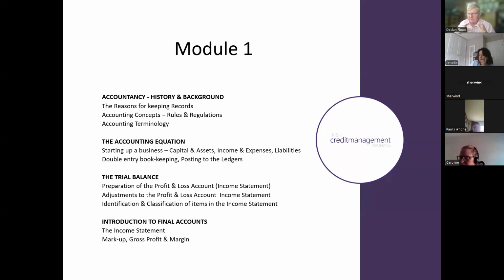So the purpose of the first module is just to give you a bit of background in terms of accounting concepts and regulations. We do go into the terminology because, as I say, it's important to be able to speak the language. And again, this is just for your knowledge. You don't have to remember, because remember, in the exam you will have the notes beside you. So this is not a memory test.